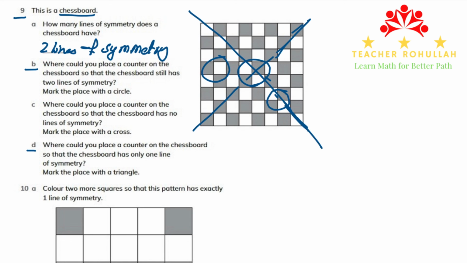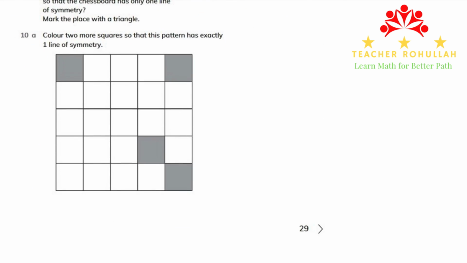Let's scroll down to move to question number 10. In part A, it says, color two more squares so that the pattern has exactly one line of symmetry. To do so, we will color this part. If we color this part, this shape will have exactly one line of symmetry, and the line of symmetry is here. Now this line cuts the shape into two equal parts which are exactly the same as each other, but it does not have any other line of symmetry. Let's scroll down and see what we have next.